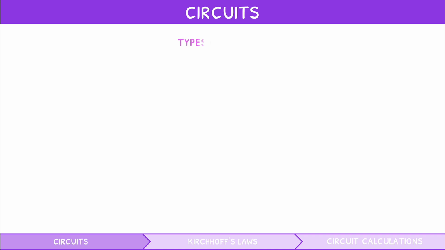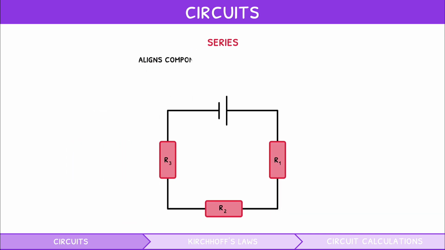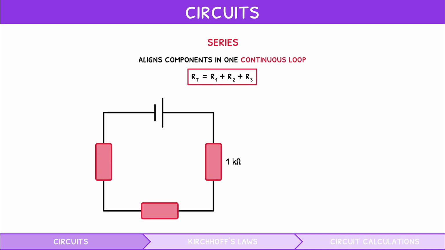Let's cover the two types of circuits you need to know for your exam, created by differing component arrangement: series and parallel. A series circuit aligns components in one continuous loop. In this circuit, the total resistance of the circuit equals the sum of the resistances of the components. In this example circuit with 1 kiloohm, 3 kiloohm and 6 kiloohm resistors, the total resistance is 1 plus 3 plus 6, so 10 kiloohms.